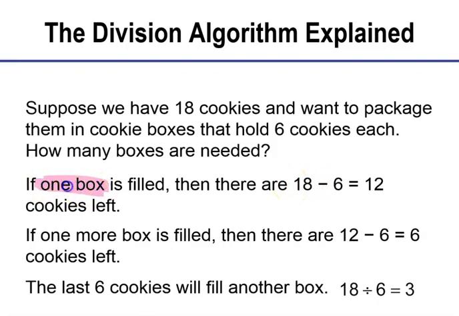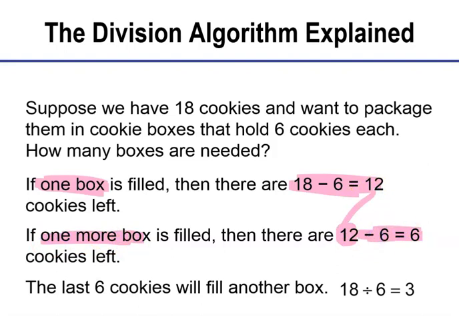Again, highlighter. There, one box, and we have 18 minus 6, 12 cookies left. Let's fill up another box, shall we? Okay, so one more box. This is our second box. We're going to take the 12 we have left over, subtract 6 again, and then we have 6 cookies.